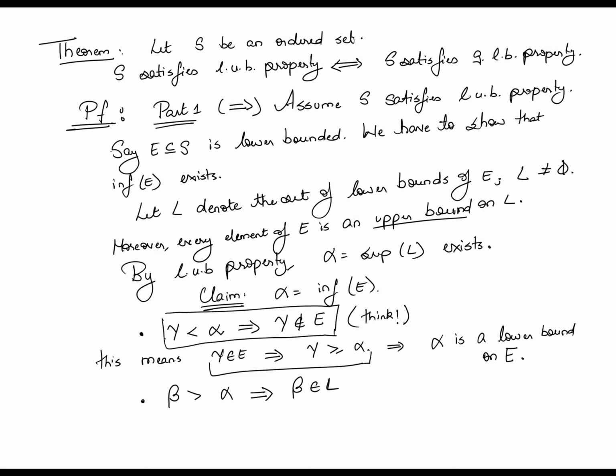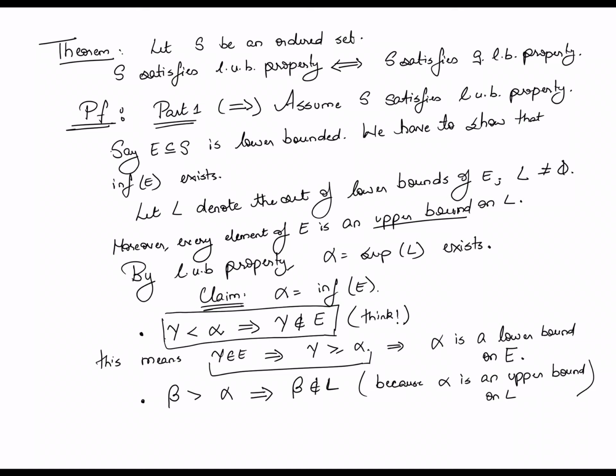Well, this follows quite trivially. This is because of the fact that alpha is itself a valid upper bound on L, which means alpha is in fact greater than or equal to every element of L, right? Because it's an upper bound. So therefore, if beta is more than alpha, beta couldn't possibly be in L because alpha is an upper bound on L. So because alpha is an upper bound on L, no element of L could possibly be more than alpha, right? So if beta is greater than alpha, then beta does not belong to L.